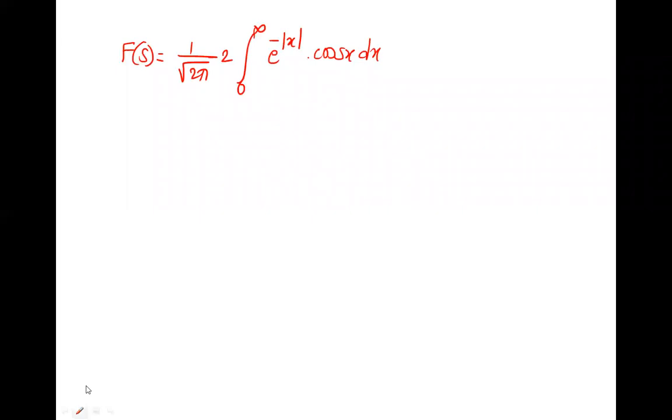The rest of it is 0. As it is odd, it is directly 0. But as we are defining this from 0 to infinity, what can you do? e raised to minus x, and the mod we can remove and write x only. We cannot change this sign inside, but outside as it is, and mod can be written as x only, from 0 to infinity, into cos sx dx.